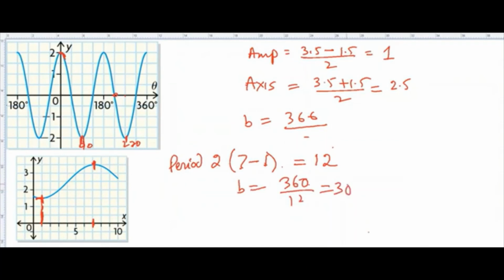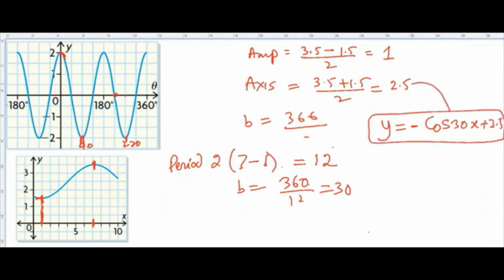So now we will put all of them together. Y equals, because it's starting from minimum, minus amplitude, which is 1. I will not write anything. Cos, B is 30, x, and what is the axis? Plus 2.5. These three gave us this equation. And we wrote the equation of all of them. I think we have had 5 examples and you will be better placed with these examples. Now you can write the equation of any sinusoidal graph except for phase shift, which I've avoided for the time being.